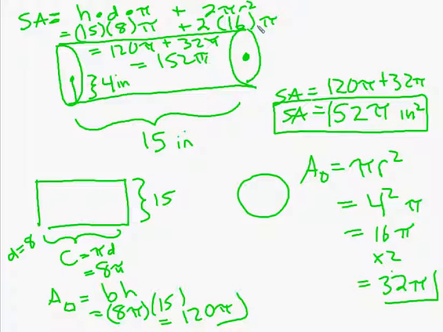Okay, so if I wanted an estimate, I will replace pi with 3.14 and get an estimate at the end. All right.